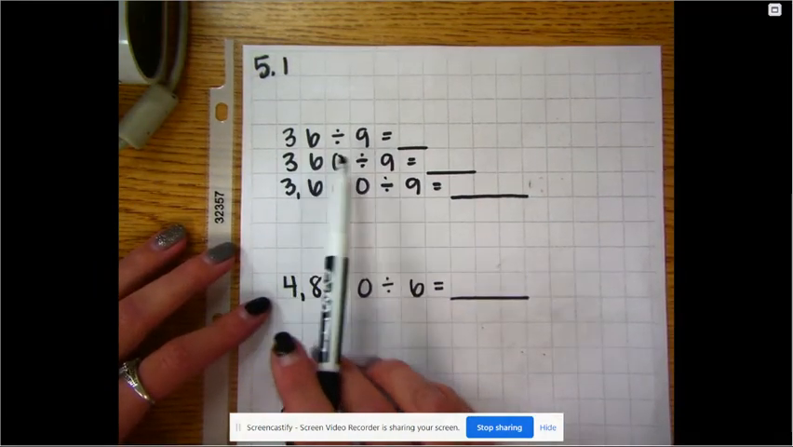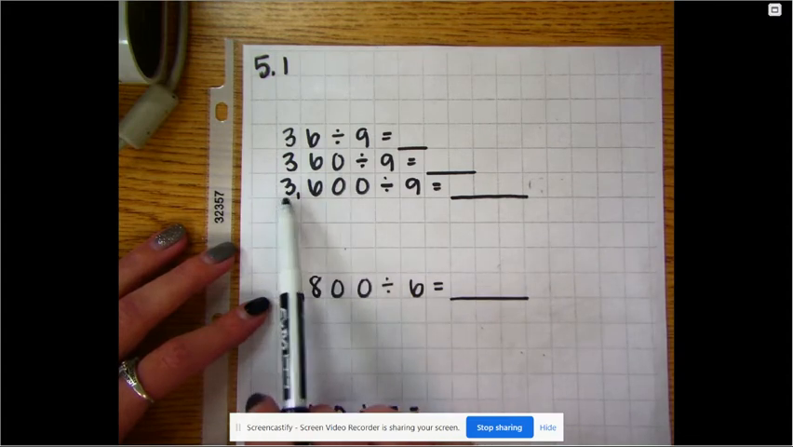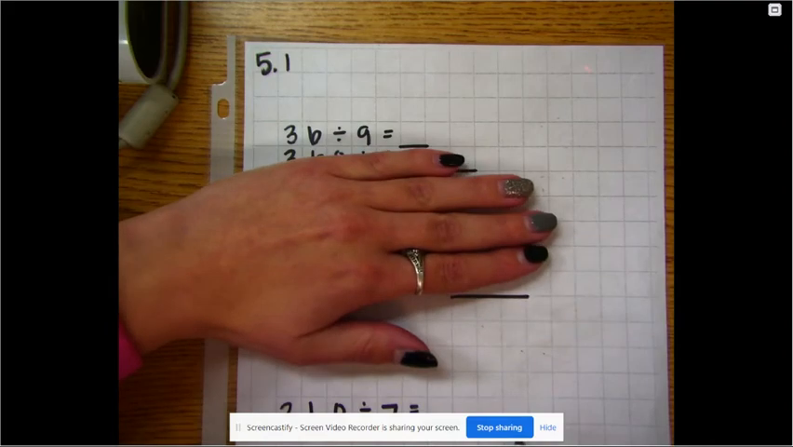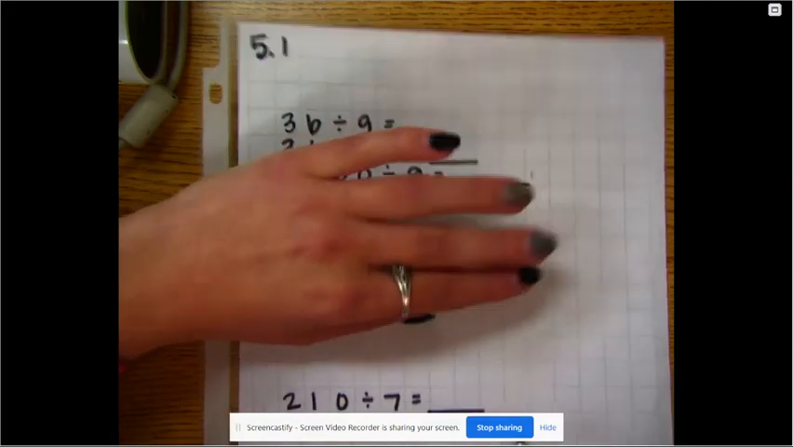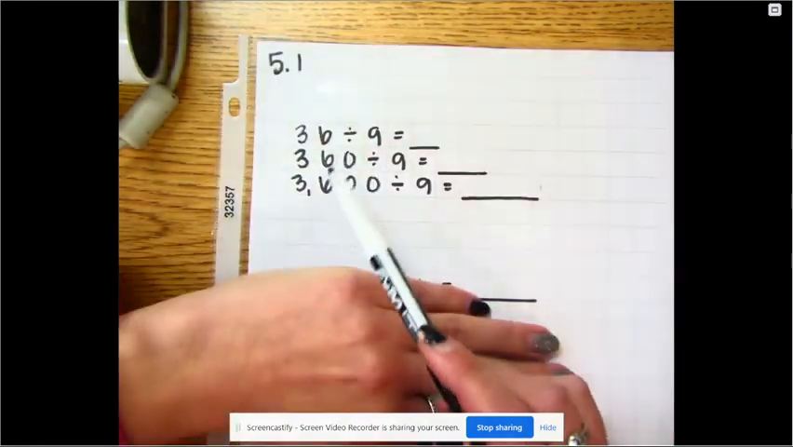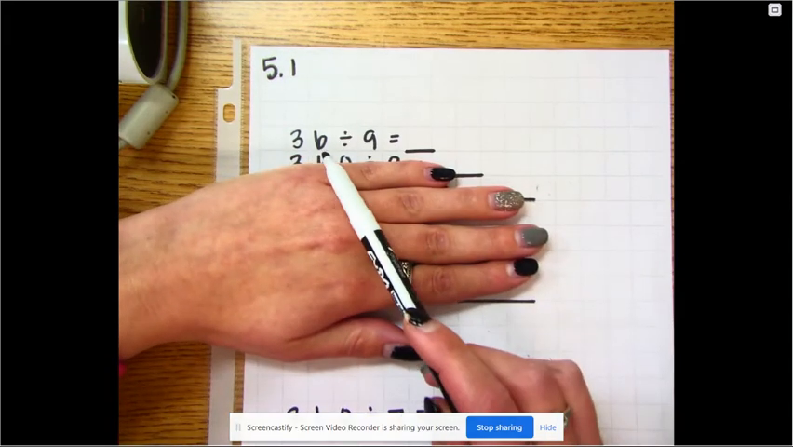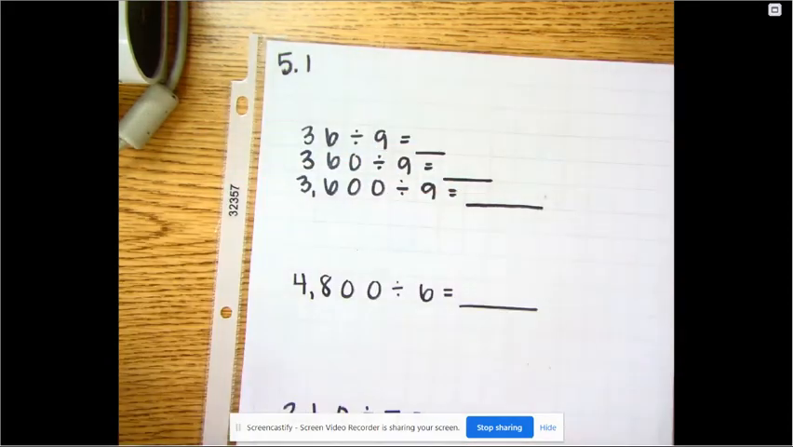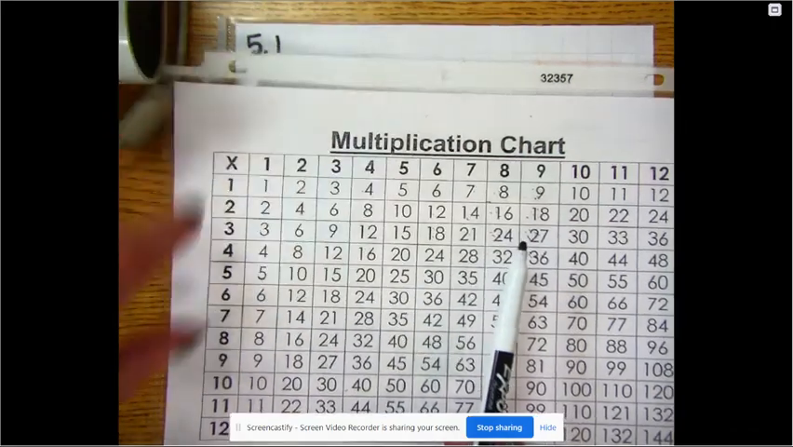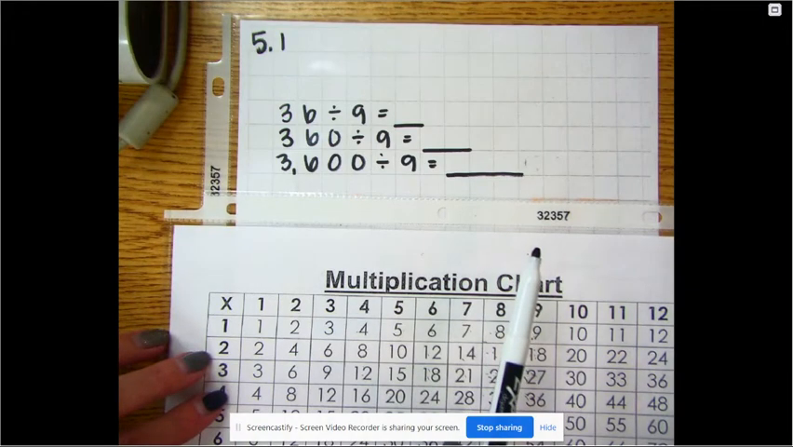When I think about dividing and I start adding big values to a number like 3,600, that can seem really overwhelming. So I need to take a step back. And one of the best things to do, especially if there's zeros, is to simplify it. So I might not know what 3,600 divided by 9 is, but I can find out what 36 divided by 9 is. And I can either do that using my skip counting skills, or I can use my handy dandy multiplication chart. So let's do 36 divided by 9.